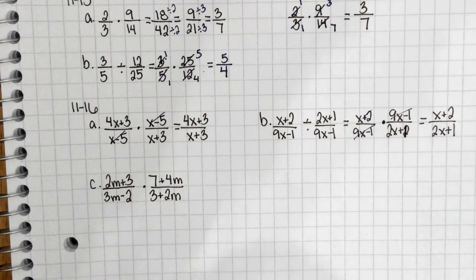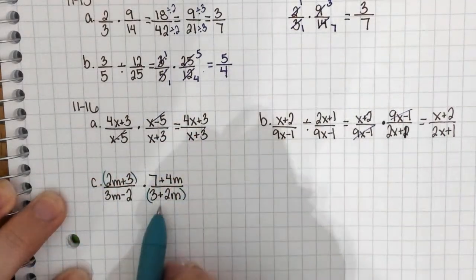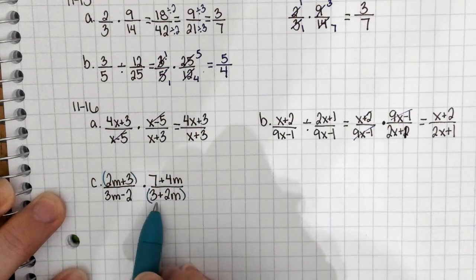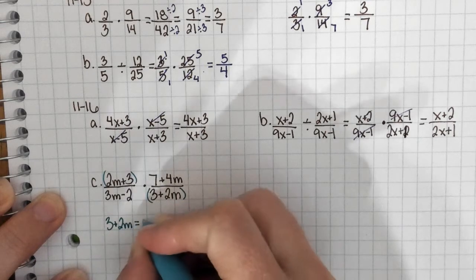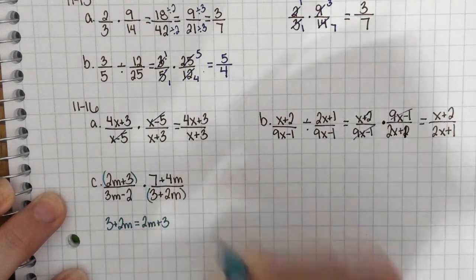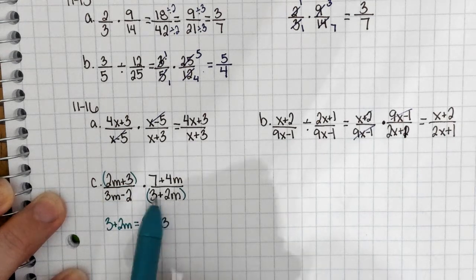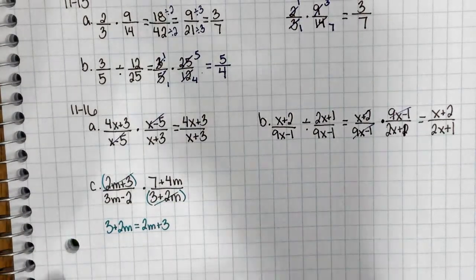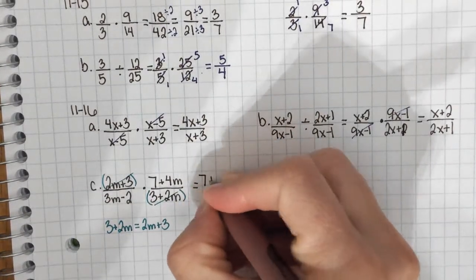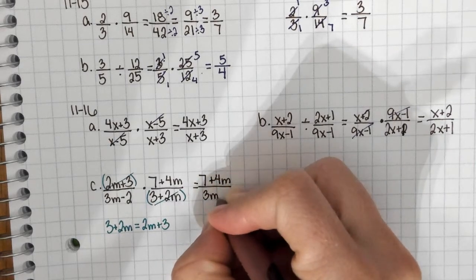It's multiplication, so we don't need to flip anything. But this 2m plus 3 and 3 plus 2m, those are the same thing. We could write 3 plus 2m as 2m plus 3 if we wanted to. Because it's addition, these could just be switched, and those are still going to make your big 1 there. So we get 7 plus 4m over 3m minus 2.